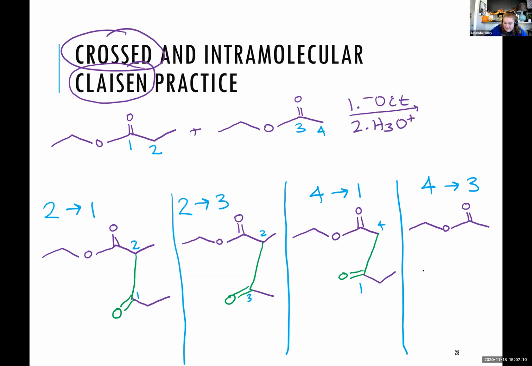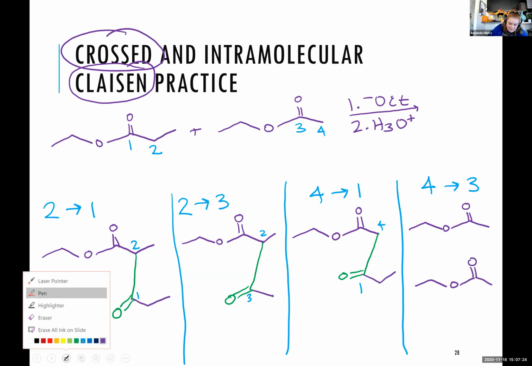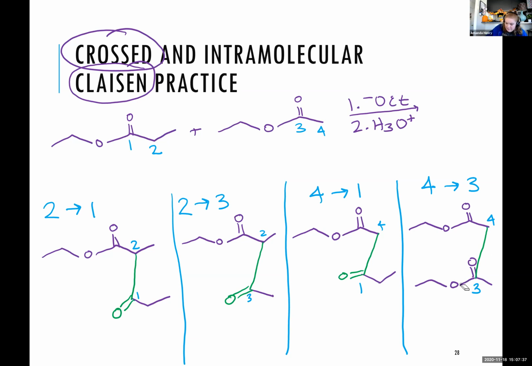So we're going to start with that same structure, and now we're going to react it with one of the same type. So we have alpha carbon number 4 reacting with carbonyl number 3. So I'm going to form my new bond between the alpha carbon and the carbonyl. Leaving group takes off. And I'm going to redraw that carbonyl just to give it a better angle. There we go. So those would be the 4 possible products from this crossed Claisen reaction.